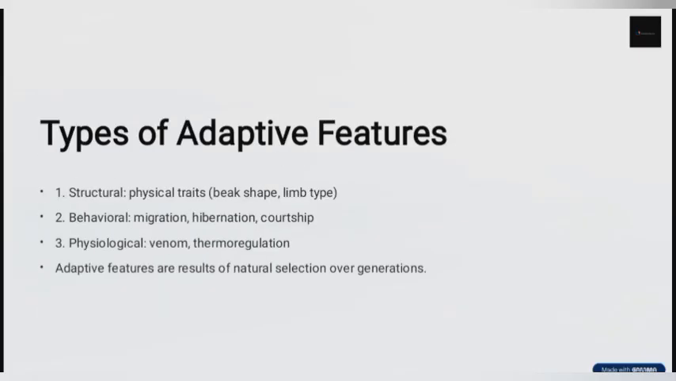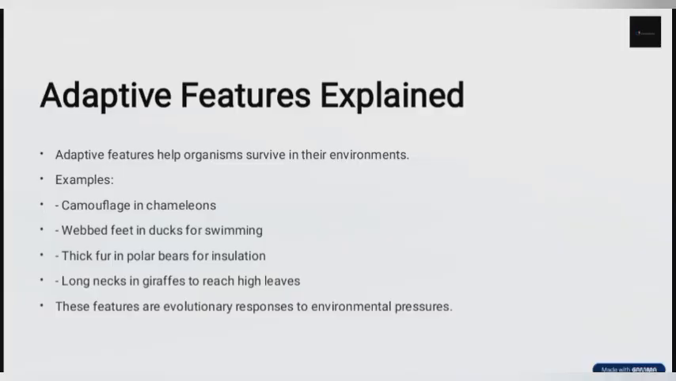Types of adaptive features. First of all, what are adaptive features? Let me see if I cover it here in my slide. Alright. Adaptive features are those special evolutionary modifications that enable an organism to survive in their environment. They are characteristics and behaviors that enable an organism to best survive in their environment. Example, camouflage in chameleons. Chameleons are able to alter the color of their body to assume that of the environment.